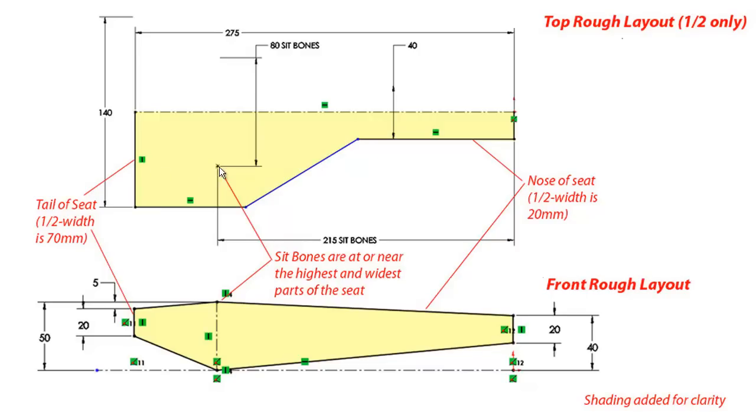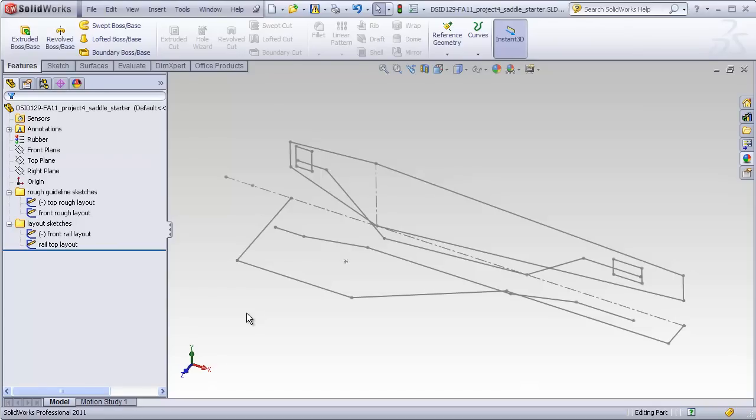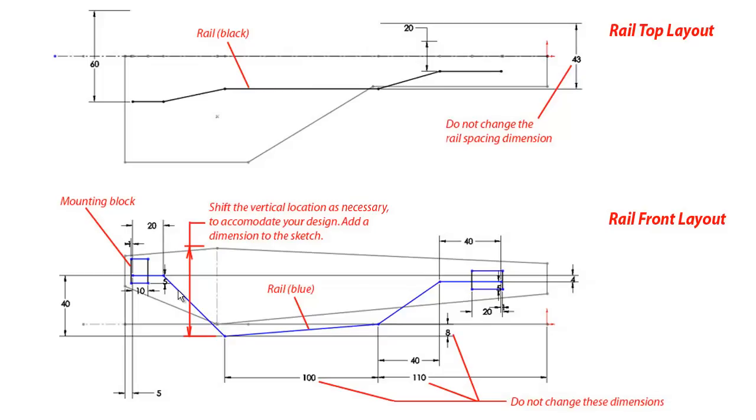The wide point of the seat will always be here, which corresponds to the high point of the seat when viewed from the front layout. These dimensions represent typical thicknesses of a racing bike seat. Again, a cushier seat will be thicker and deeper. The next 2 layout sketches represent the mounting rail, seen from the front view and seen from the top view. This image shows both the top view layout of the rail and the front view layout of the rail, all in a single picture, superimposed over the blocky layouts of the seat itself.